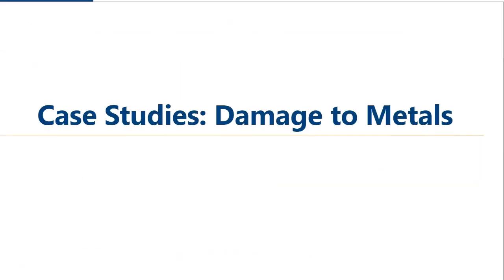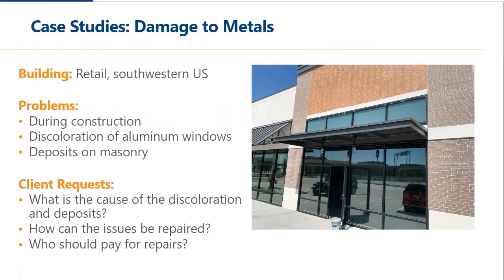Okay, now I'm going to talk about some damage to metals. So this was a retail building in the southwestern U.S., and the problem was encountered during construction. There was discoloration of the aluminum windows and deposits on the masonry.